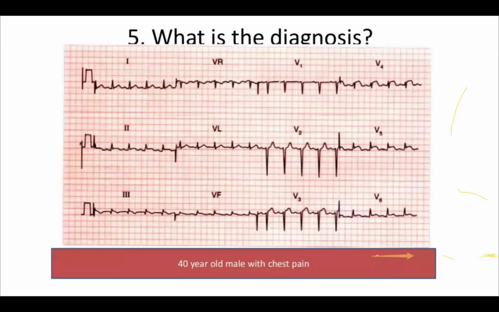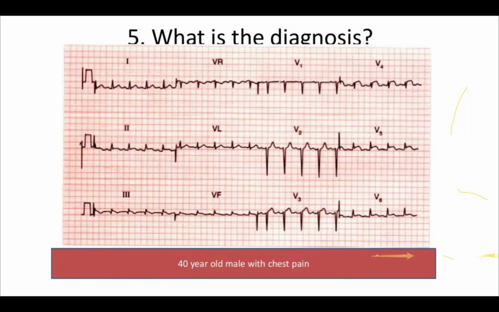So here, a 40-year-old male with chest pain. When we say chest pain, you know that you first have to see whether there are any ischemic changes. This is a bit of an unclear ECG, but there are some ischemic changes. What are they? Somewhat in V3, V4, V5. So what are the other ECG changes here?